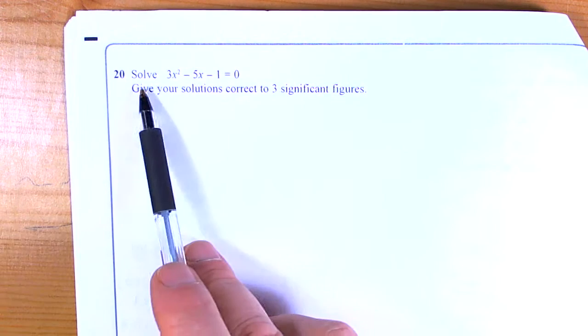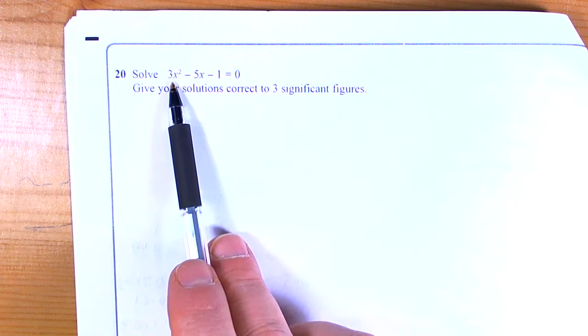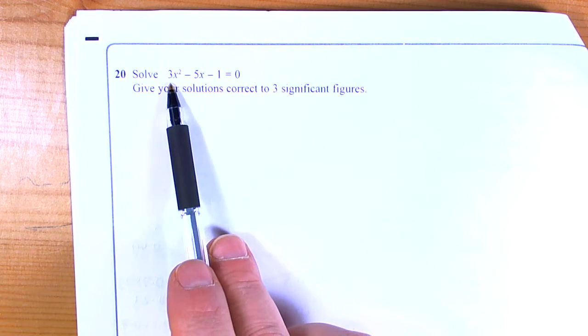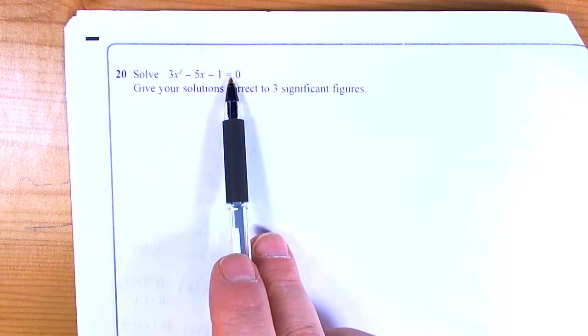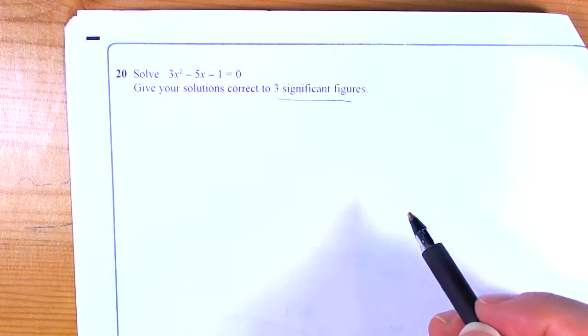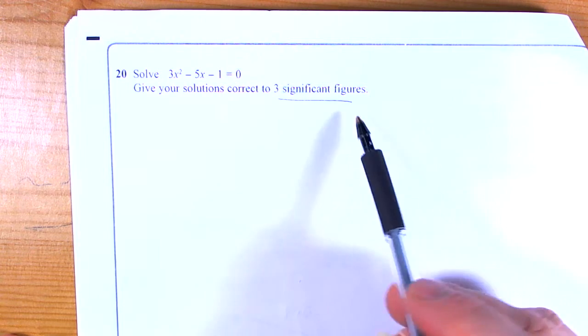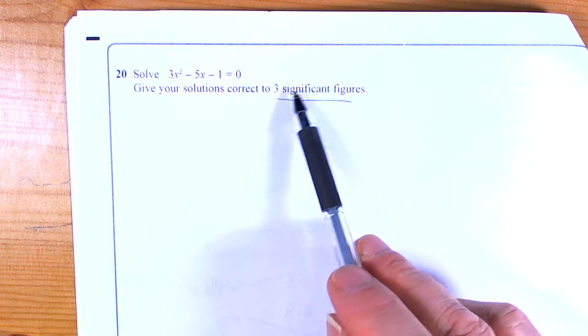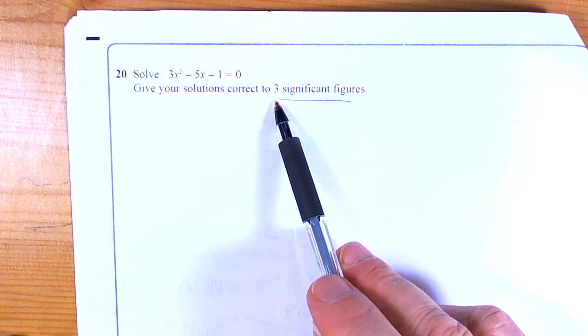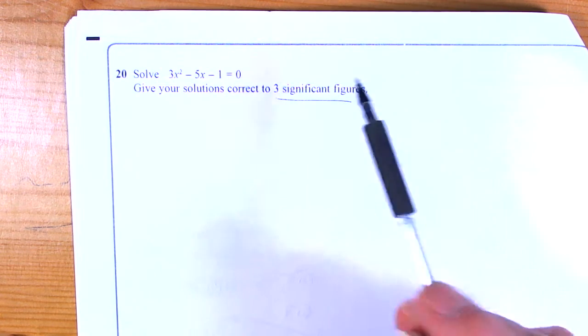So this question says solve this quadratic equation. We know it's a quadratic, it's got a single variable with power 2 as the highest power, and we recognise it equals 0, and it says give your solution to 3 significant figures. So it's not going to be a factorising type approach to this one, because 3 significant figures imply the answers will be decimals, and therefore we're going to have to use the formula or completing the square.